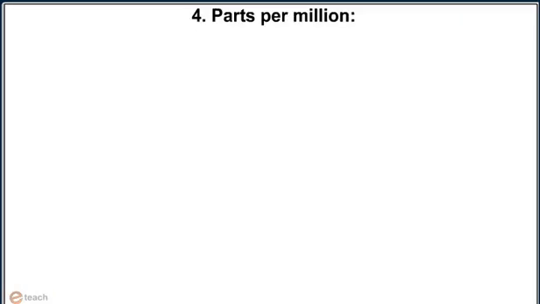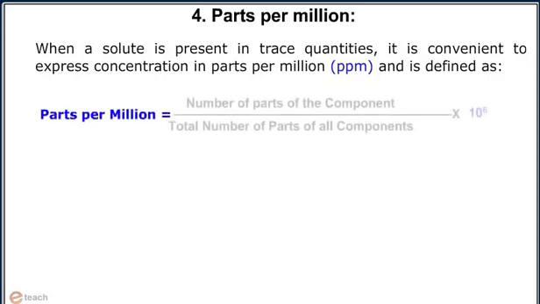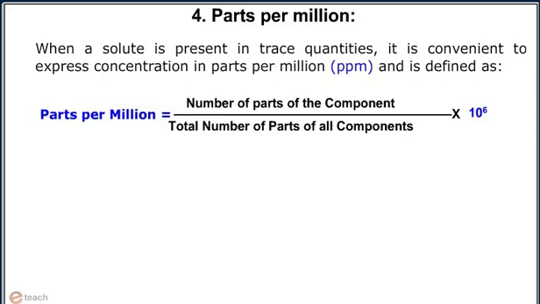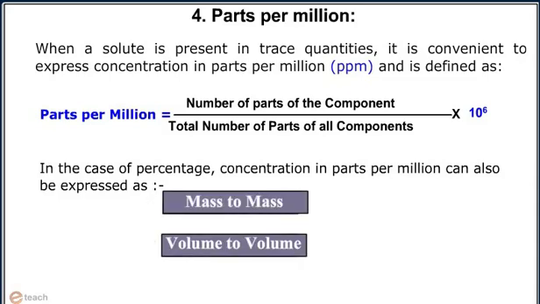Parts per million. When a solute is present in trace quantities, it is convenient to express concentration in parts per million, ppm, and it is defined as parts per million equals the number of parts of the component divided by the total number of parts of all components, into 10 to the power 6. As with percentage, concentration in parts per million can also be expressed as mass to mass, volume to volume, and mass to volume.